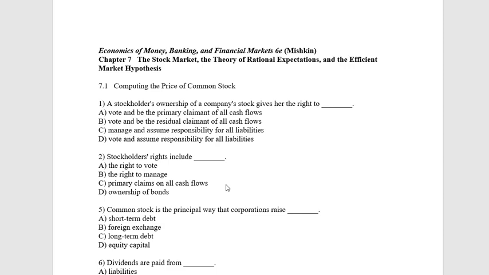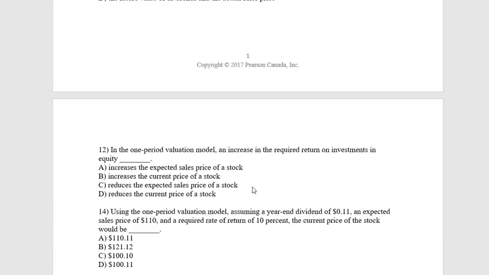Stockholders' rights include A, it's the right to vote. No, it's not the right to manage. Stockholders aren't necessarily managing a company. If I own shares of TD, I'm not working for TD. They don't have primary claims on all cash flows. We know that stockholders have residual claims. Assets minus liabilities equals equity. Sell all the assets, pay all the debts. What's left over belongs to the stockholders. And no, it has nothing to do with ownership of bonds. Okay, so some theory questions.